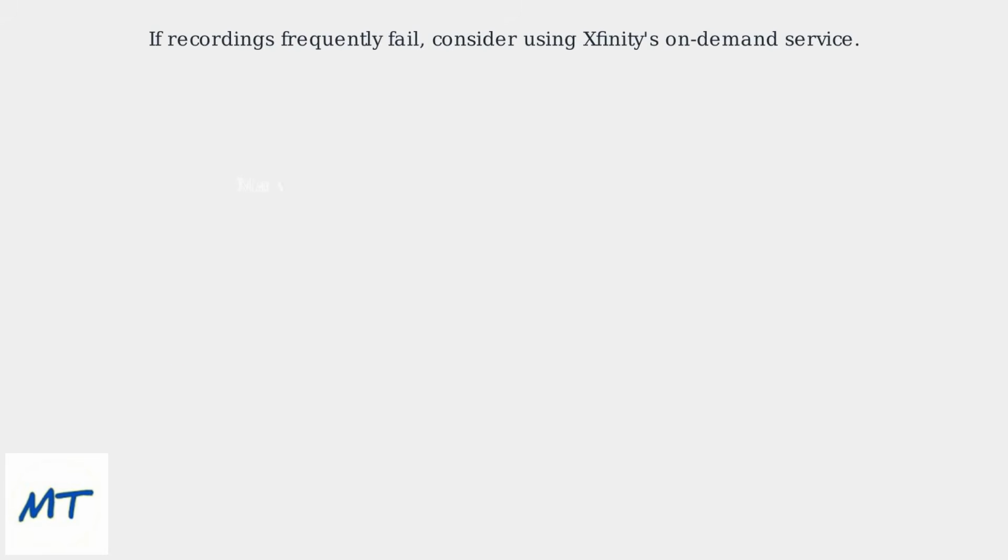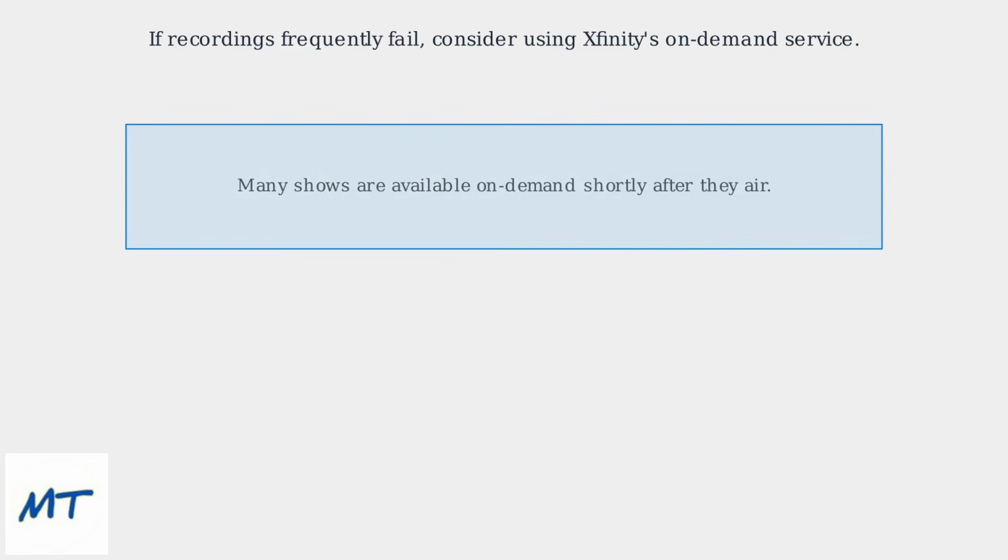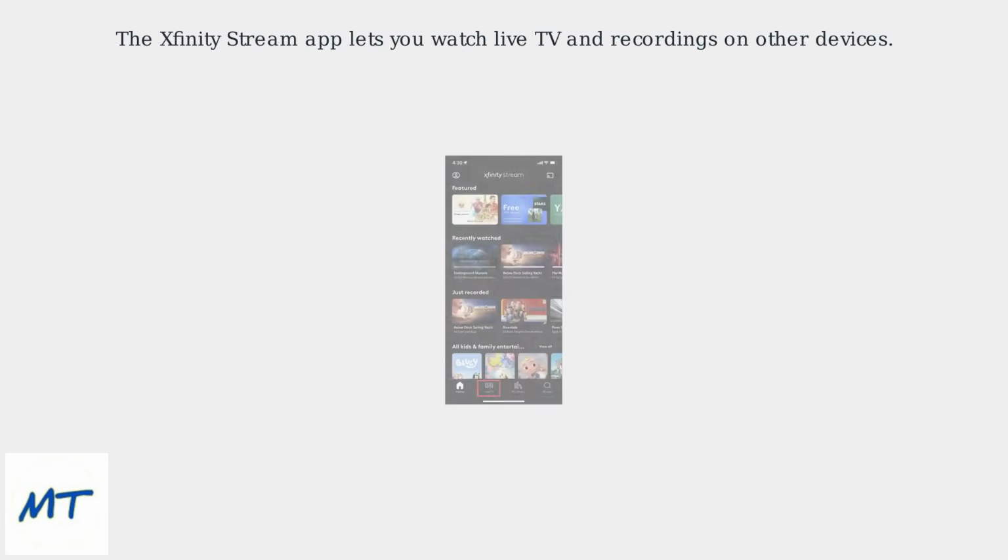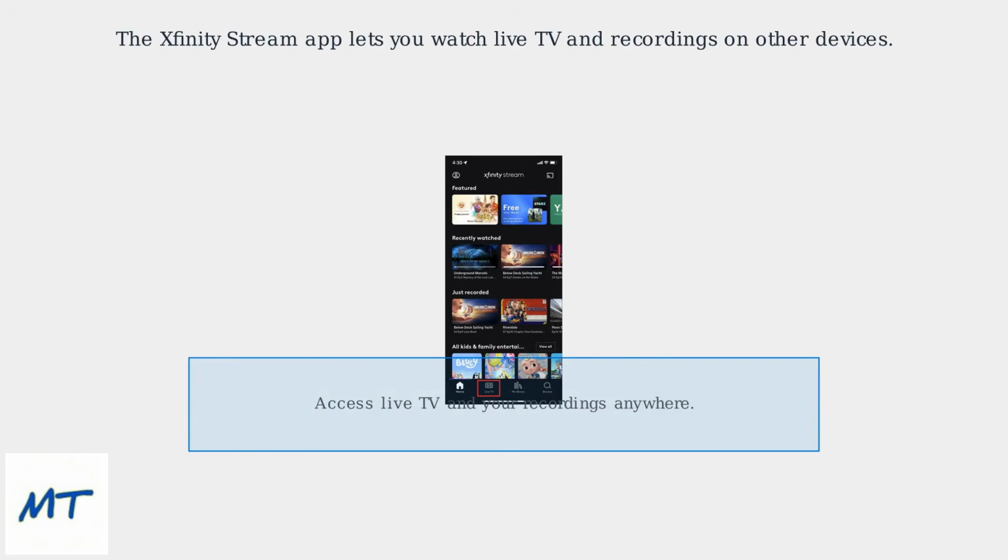If recordings frequently fail, consider using Xfinity's on-demand service. Many shows are available on demand shortly after they air. The Xfinity Stream app lets you watch live TV and recordings on other devices. This workaround can be helpful if your DVR is consistently problematic.